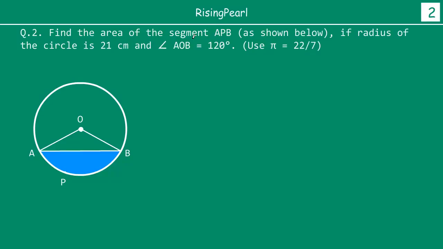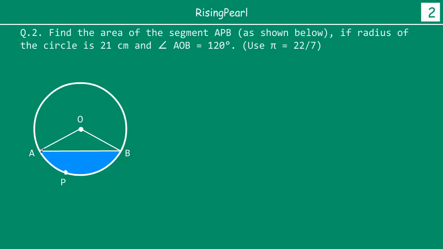Find the area of the segment APB as shown below. So we have a figure which is given to us. We have a circle with center O. 2 points A and B are taken. Actually, there are 3 points on the circle that have been given. And now we have to find out the area of the segment APB.